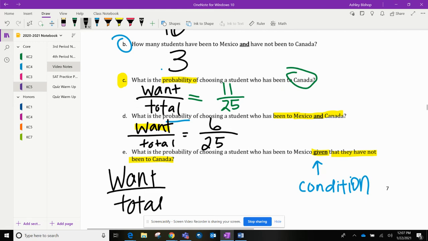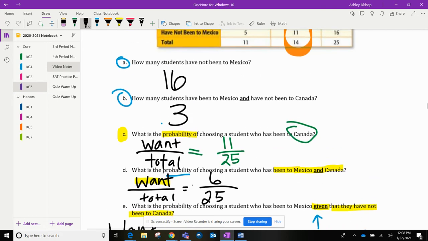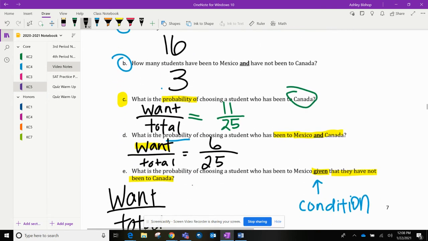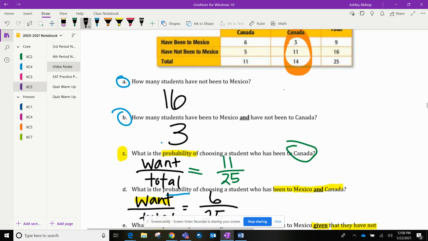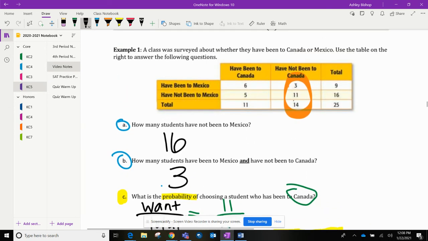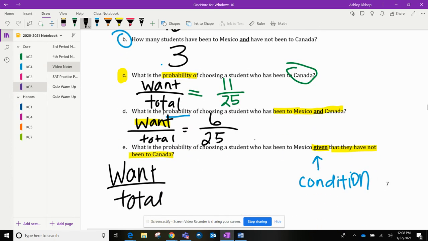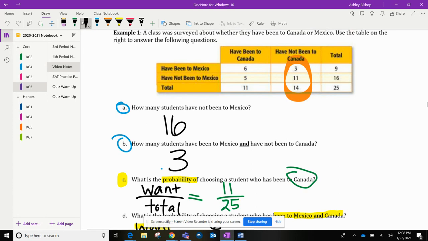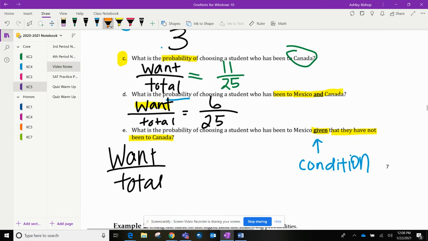All right. And by doing so, I am going to have a want and my total. Once I find my given, again, that they have not been to Canada, I went and highlighted this column. My want and my total both need to come from this column. So the total number of people that have not been to Canada is 14. So the bottom of my fraction will be 14.